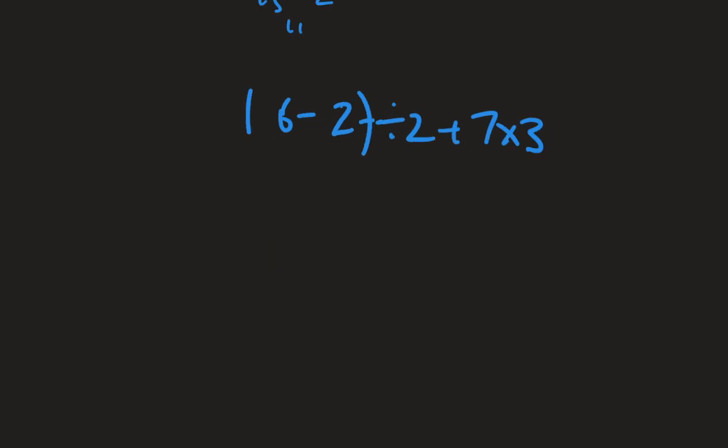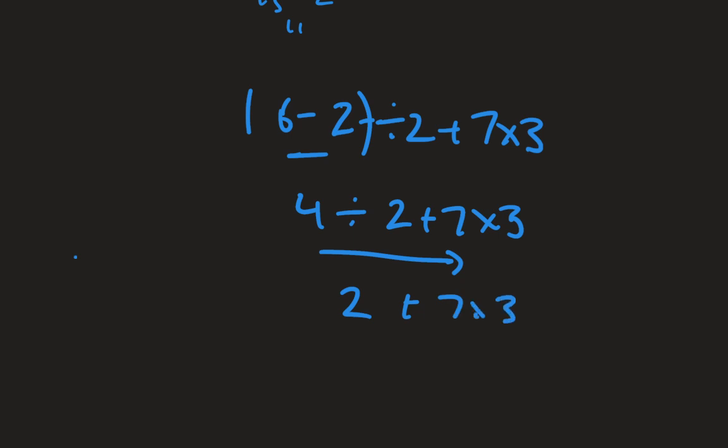Now for this problem, we have to resolve what's inside the parentheses first. So 6 minus 2 is 4, divided by 2 plus 7 times 3. So we want to go left to right, that way. So 4 divided by 2 is 2, plus 7 times 3, and that's just 2 plus 21. Sorry, forgot to do it, and then 23.